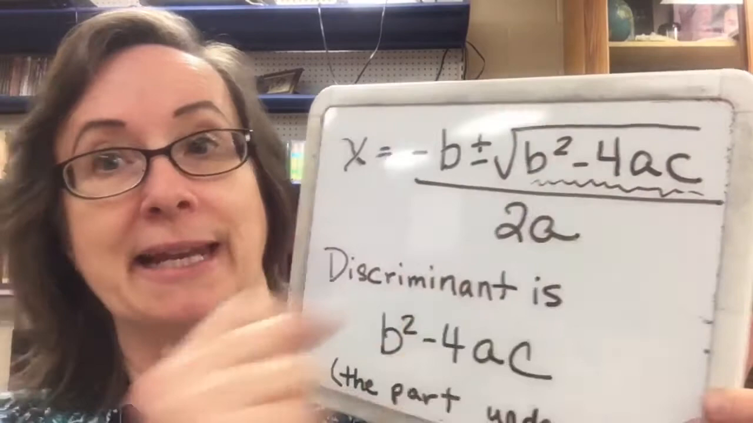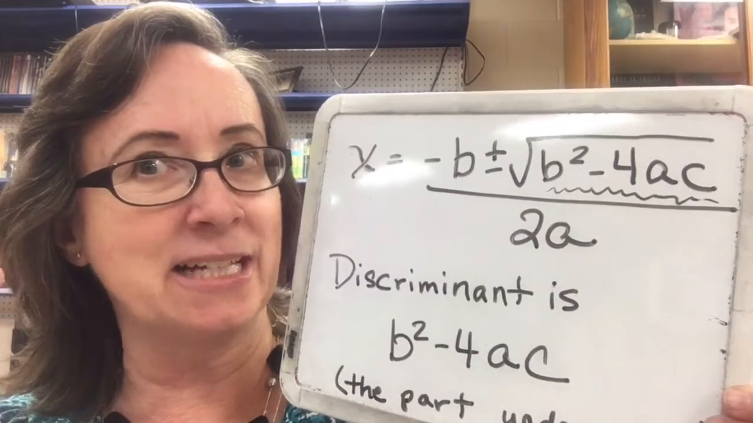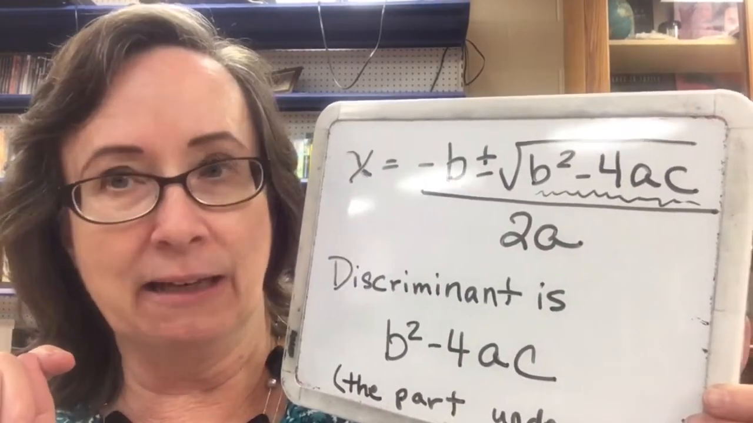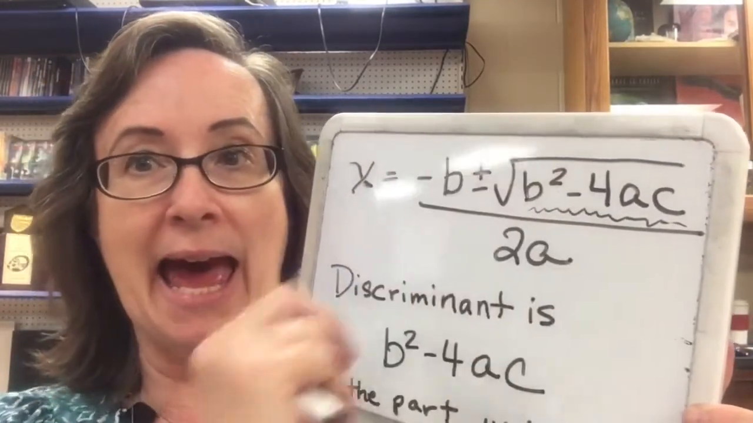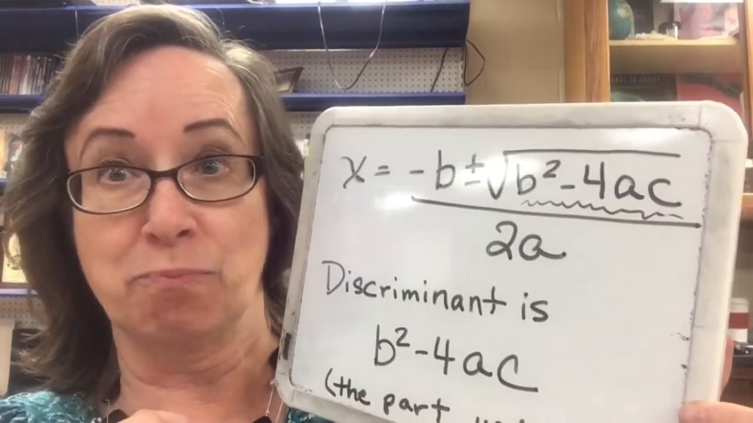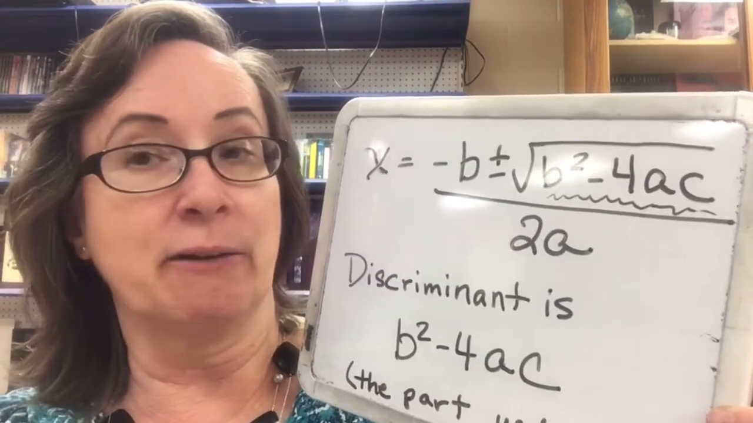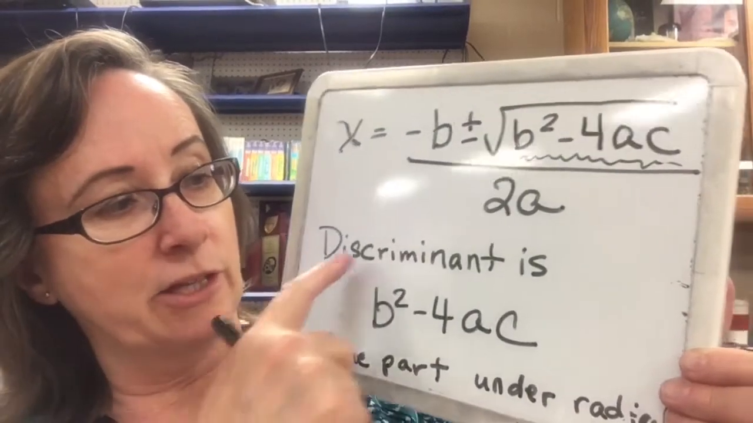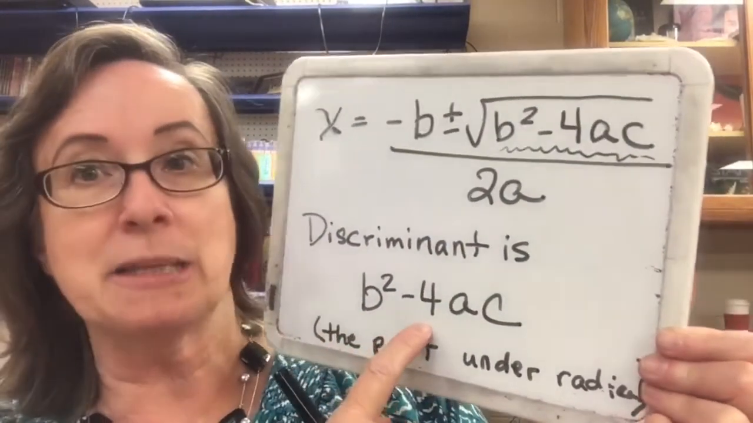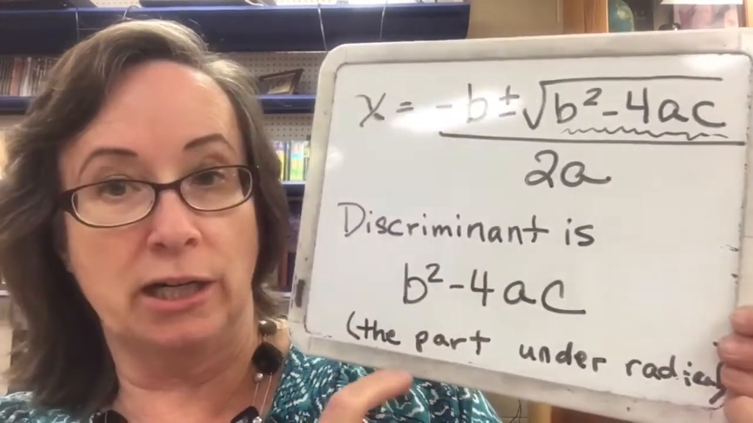If the part under the radical, the discriminant, is positive and a perfect square, then won't the square root come out and be able to add and subtract with whatever -b is? That would be not only a real solution, but a rational solution. So the discriminant is not the radical itself. It is the part underneath the radical. B squared minus 4ac, the part under the radical, is the discriminant.